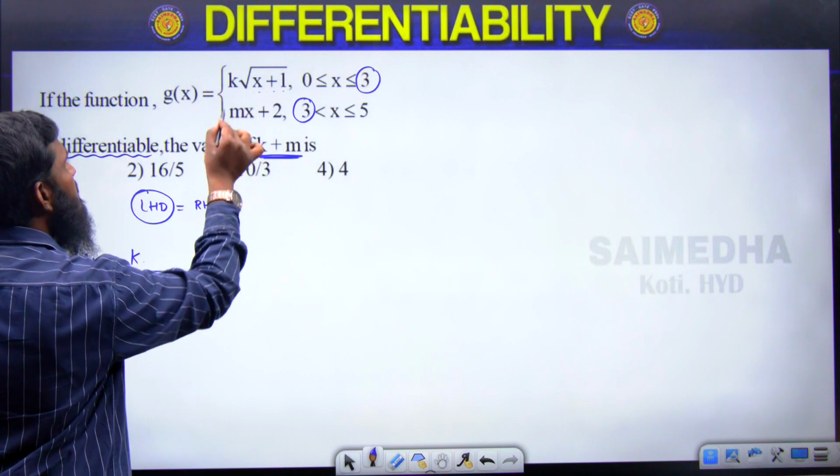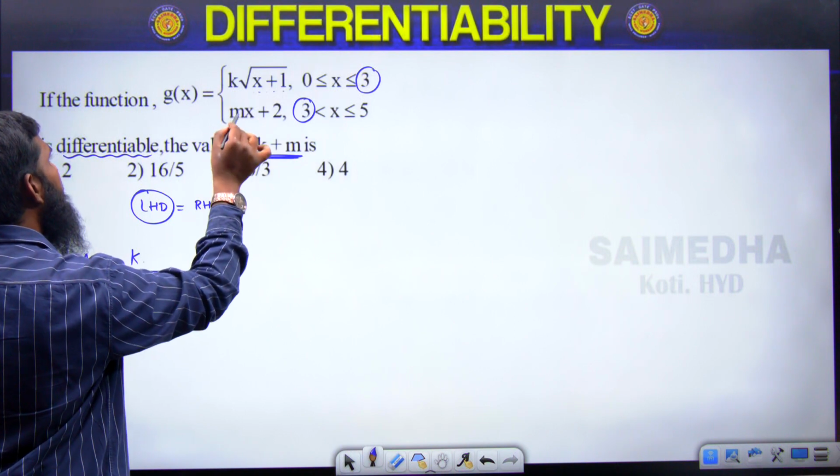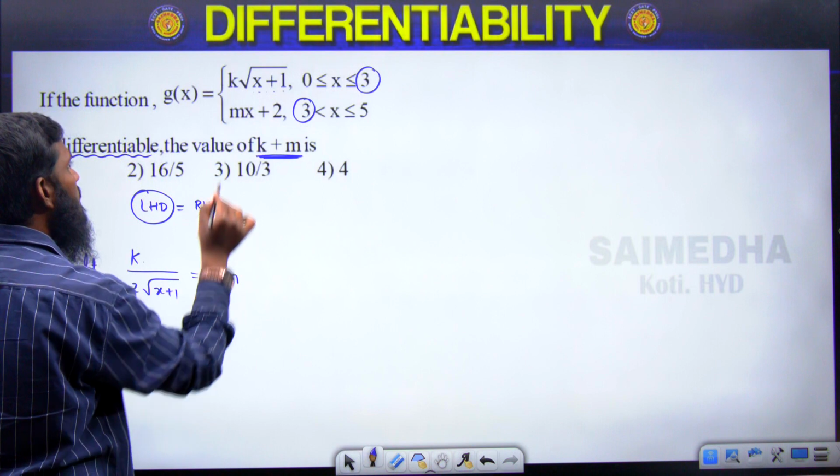Now RHD, this part we have to differentiate. If you differentiate mx, what do we get? m. And 2 will become what?